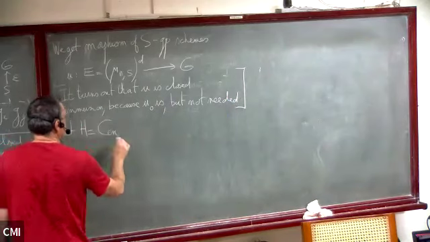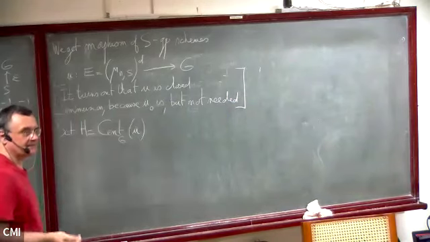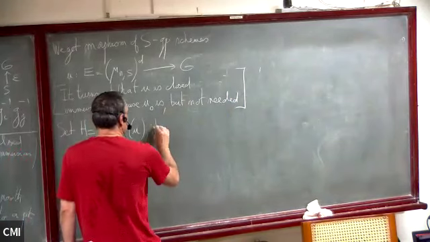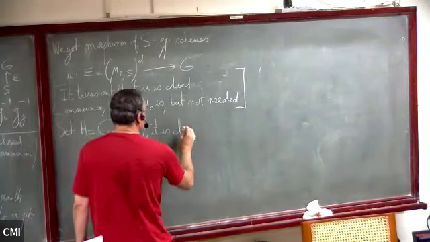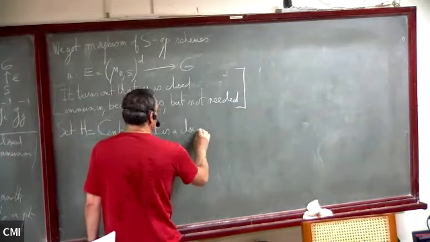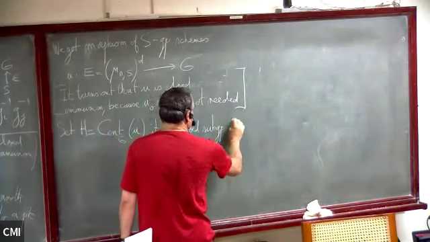the centralizer in G of this morphism. And this is, by what we proved previously, a closed subgroup of G.